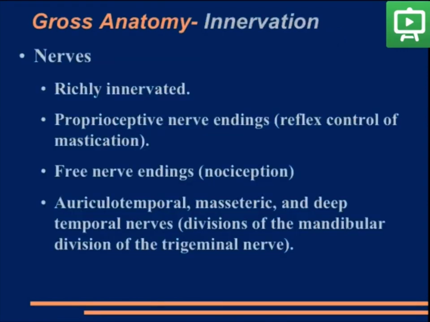Lastly, we talk about the innervation of the TMJ. It is richly innervated. The most prominent branches are the divisions of the trigeminal nerve, the mandibular branch of the trigeminal nerve, which gives the auriculotemporal, masseteric, and deep temporal nerves. It has proprioceptive nerve endings for mastication and also free nerve endings for nociception.